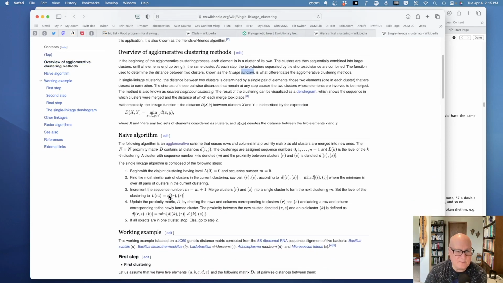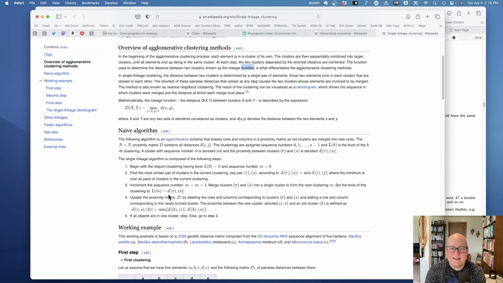Naive algorithm, that sounds like me. Okay, basically erase rows and columns and merge them into new ones. Start with n by n with all distances. That sounds like us. All right. Clustering is assigned as numbers and levels. A cluster with sequence m is denoted m, and proximity is denoted by distance d. Okay. Well, I don't know. This sounds kind of doable.